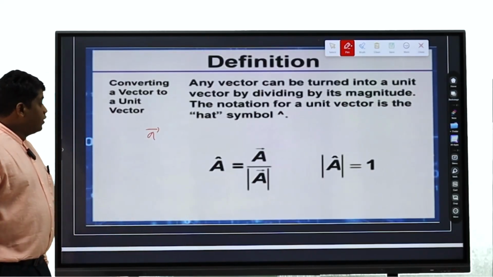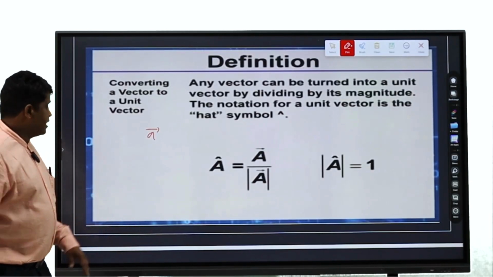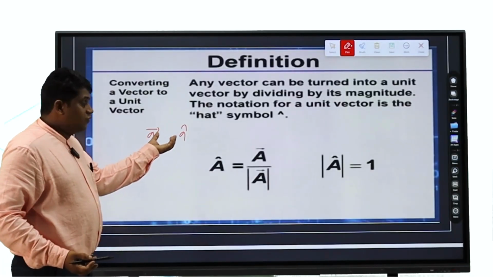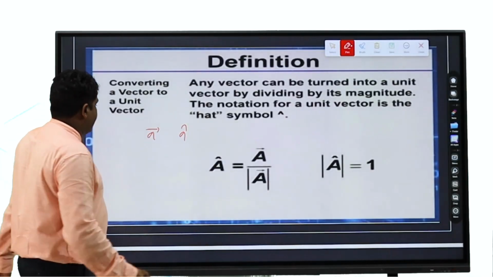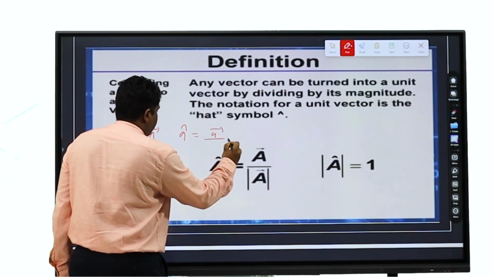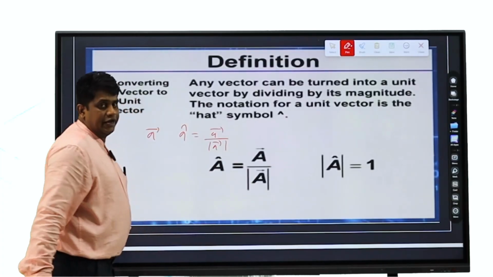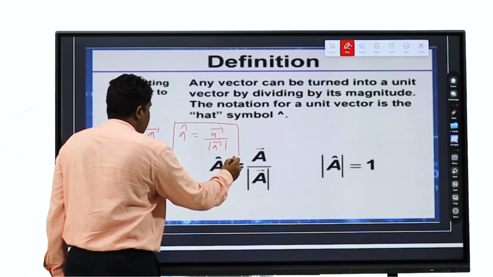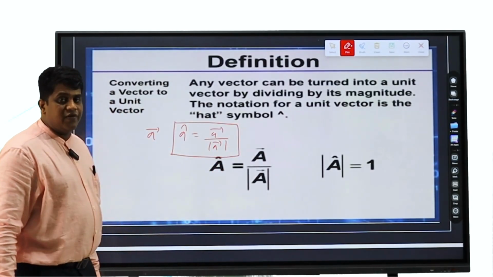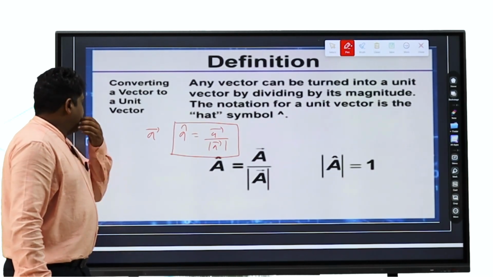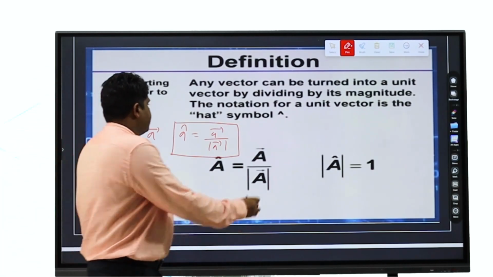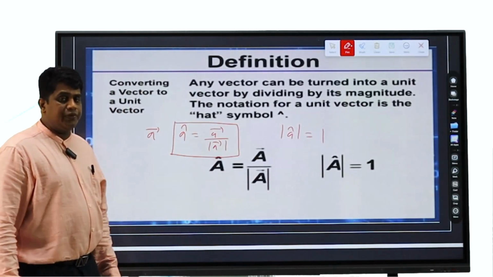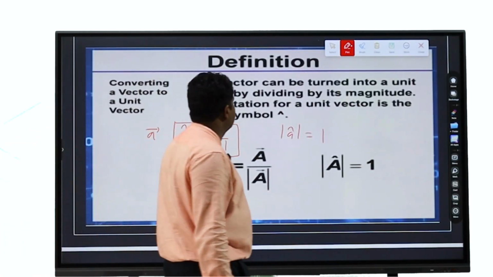Okay, then the unit vector along the direction of the vector A is given by A cap, which is a unit vector, and we use the cap to show that it is a unit vector. Then A cap is equal to vector A divided by magnitude of vector A. This is the unit vector along the direction of the given vector A. Then what is magnitude of A cap? Magnitude of A cap is equal to 1.